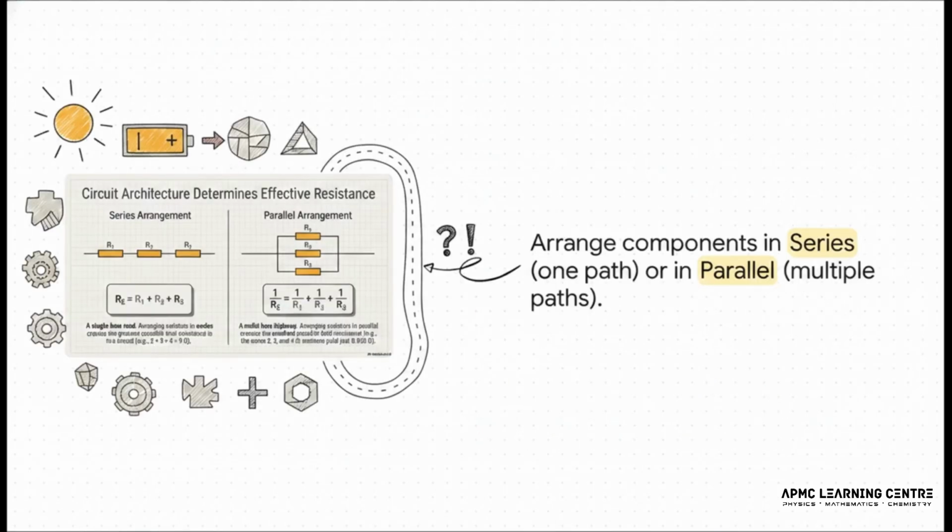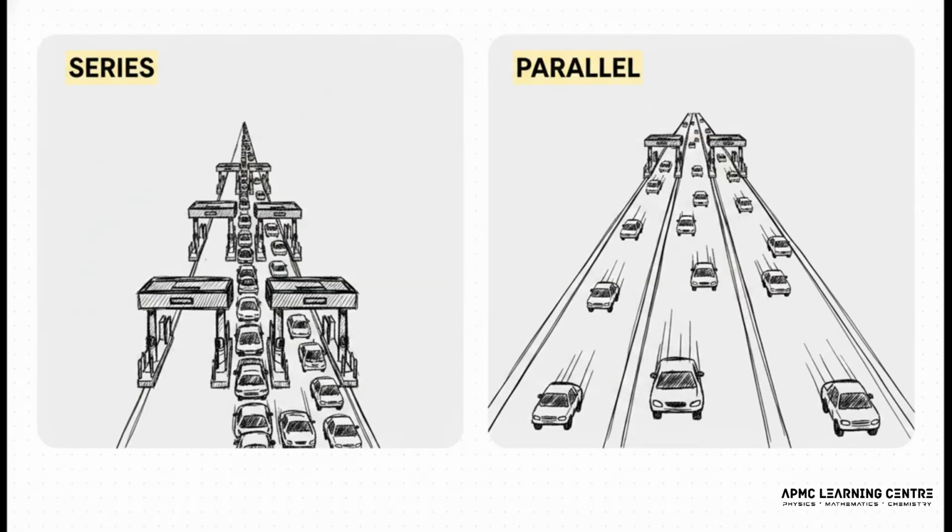Okay, so let's recap. We've got our energy source, our EMF. We've got our different components with all their unique electrical signatures. The final piece of this puzzle is deciding how we arrange them all. And really, there are two fundamental ways you can connect things. In series, which is just one after another in a single line, or in parallel, where they're side by side in different branches. And believe me, this choice of architecture completely changes how the circuit behaves.